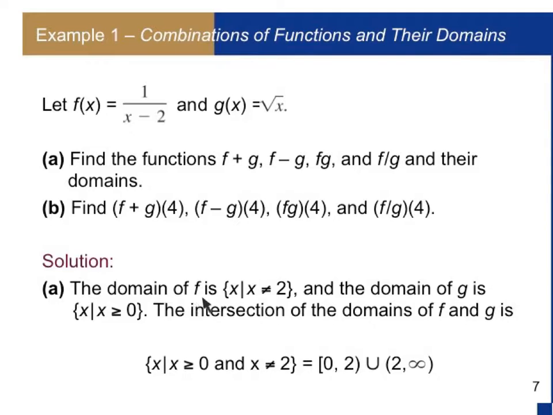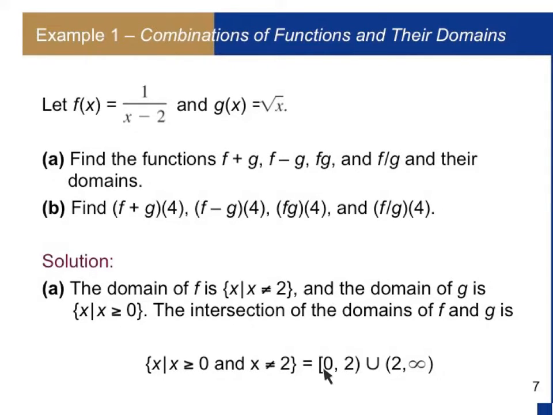Domain of f is x is not equal to 2, because we can't have 0 in our denominator. Domain of g is x is greater than or equal to 0, because we have a square root there for x. So we're going to take the intersection of these two domains, and when we do that, we get x is greater than or equal to 0 and x can't be equal to 2, right?